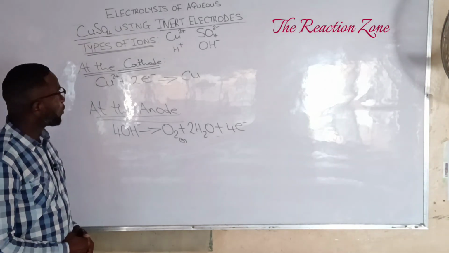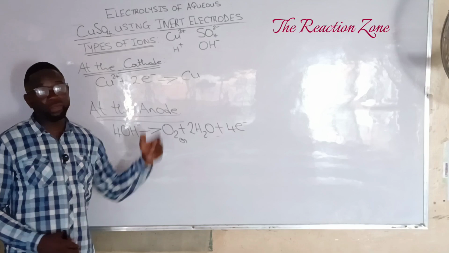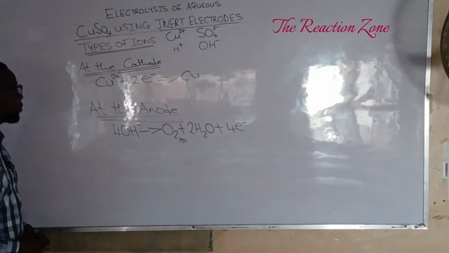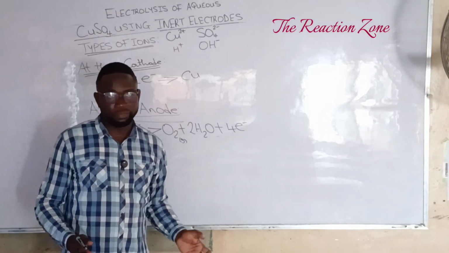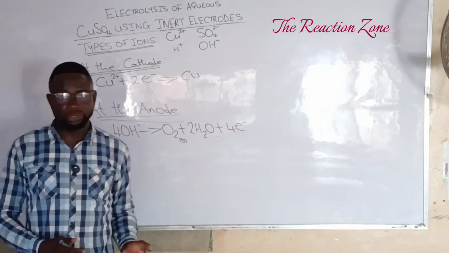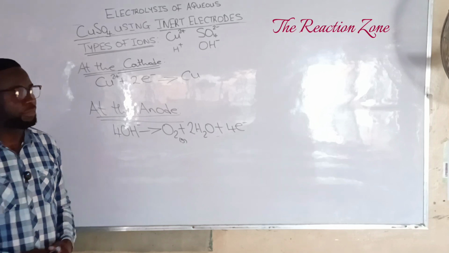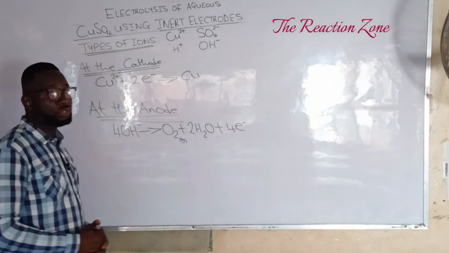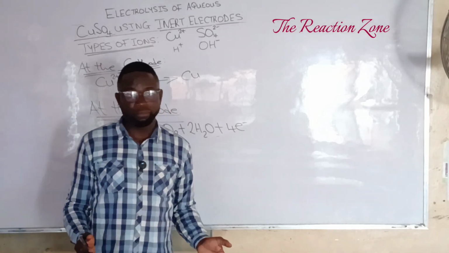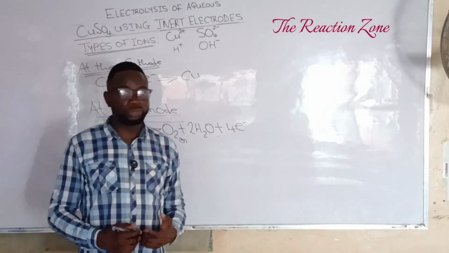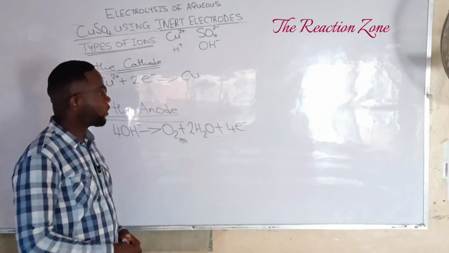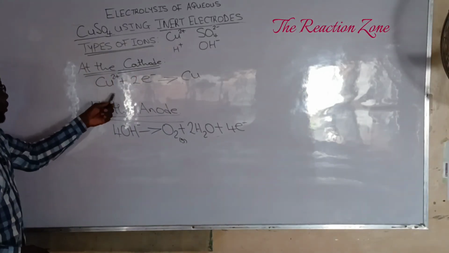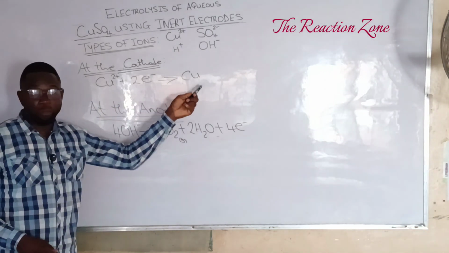At the cathode, both copper 2 ions and hydrogen ions are attracted towards it. However, copper 2 ions are lower than hydrogen ions in the electrochemical series. So, as a result of this, copper 2 ions undergo reduction by accepting electrons to form copper atoms. So what happens at the cathode is that copper 2 ions undergo reduction to give copper atoms.